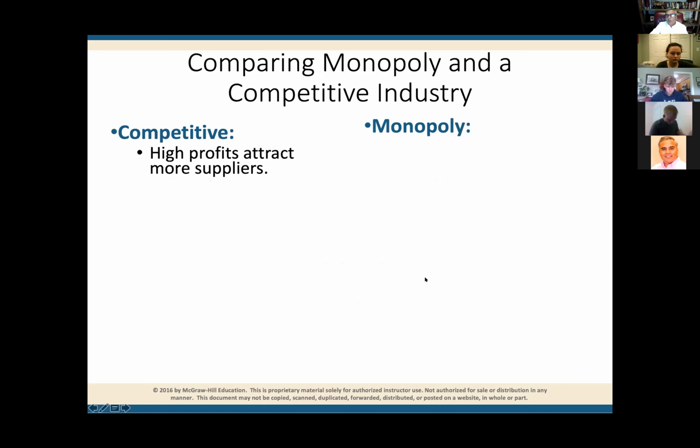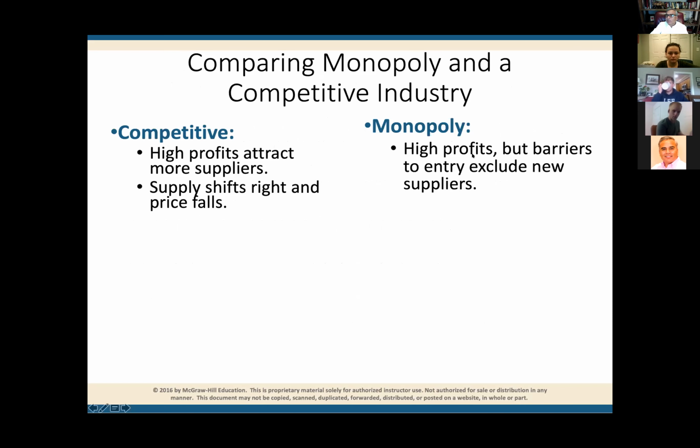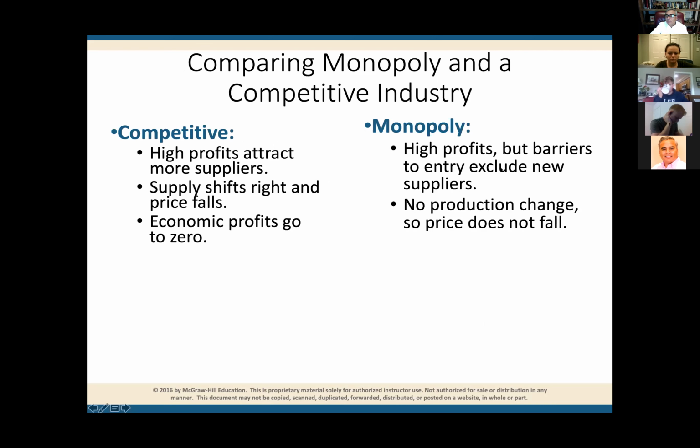So look at the difference between the two. In a perfectly competitive market, high profits attract new players. With a monopoly, high profits also attract players, but there are so many barriers that it will exclude new suppliers. For perfect competition, economic profits tend to go to zero. For monopolies, prices and profits can stay at the same level as long as the demand is favorable.